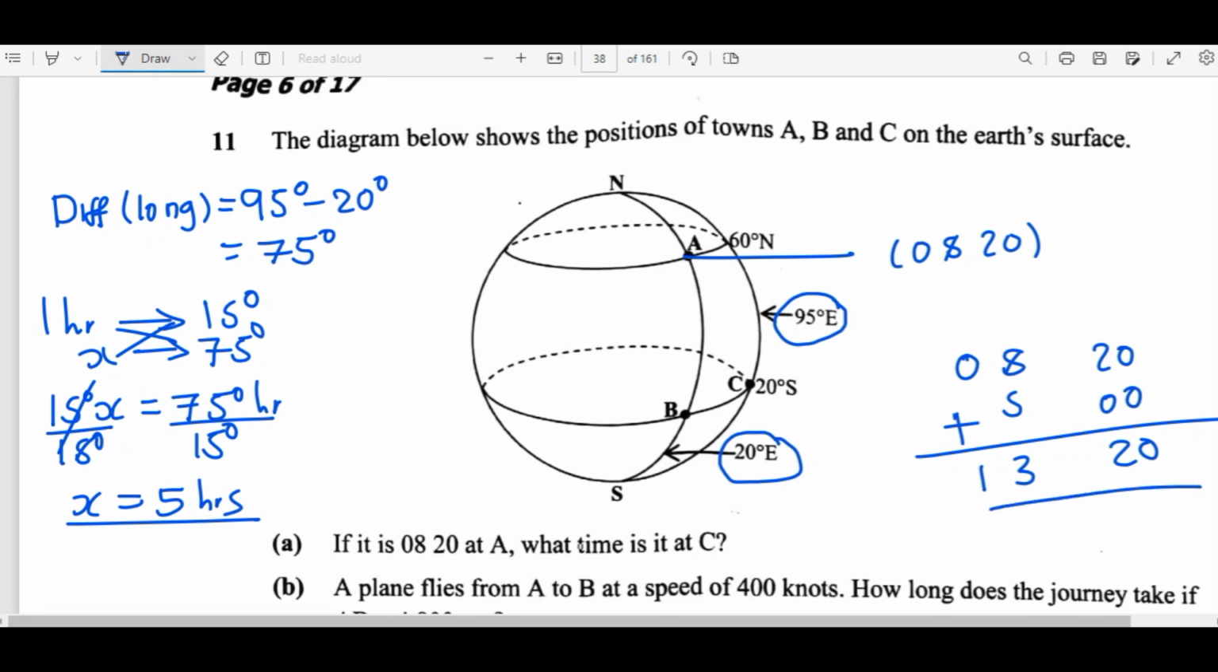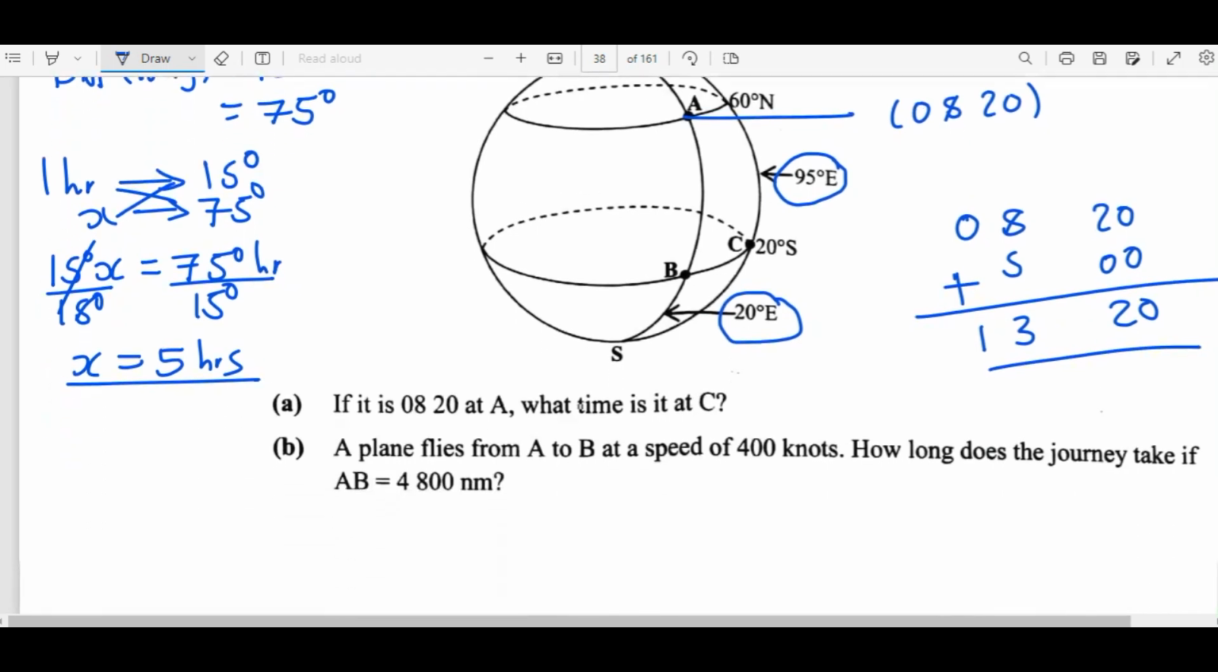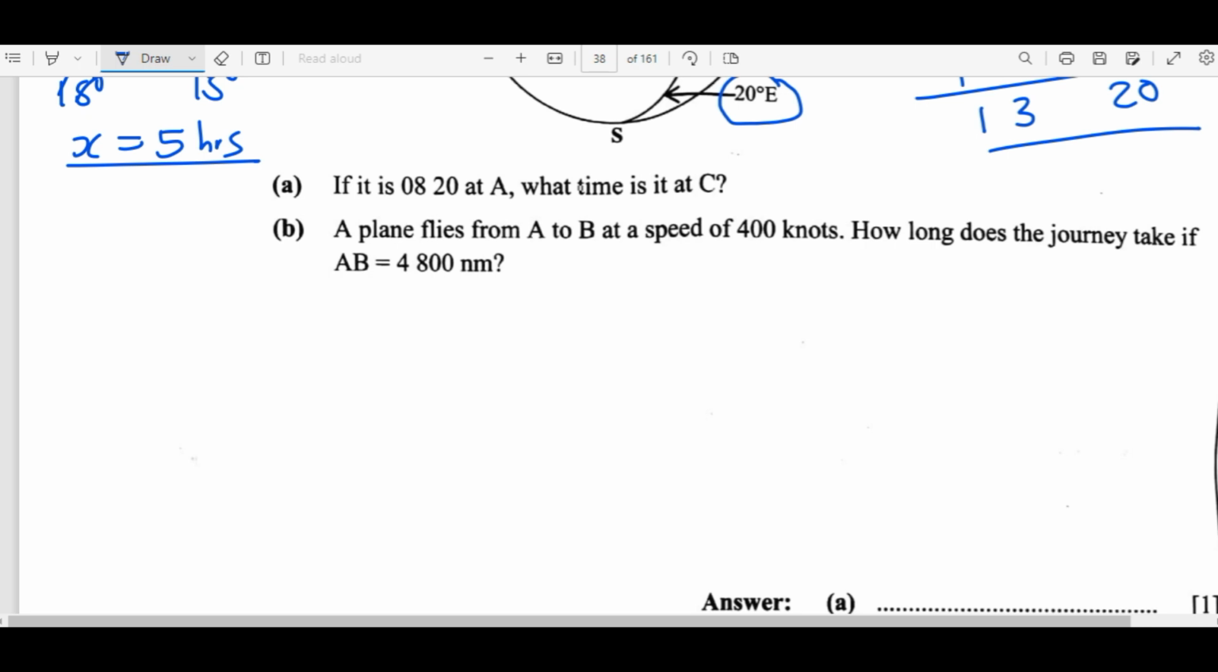So the time at C is 1320 hours. Then we move on to question B. A plane flies from point A to B at a speed of 400 knots. How long does the journey take if AB is equal to 4,800 nautical miles? So say speed is equal to distance divided by time.